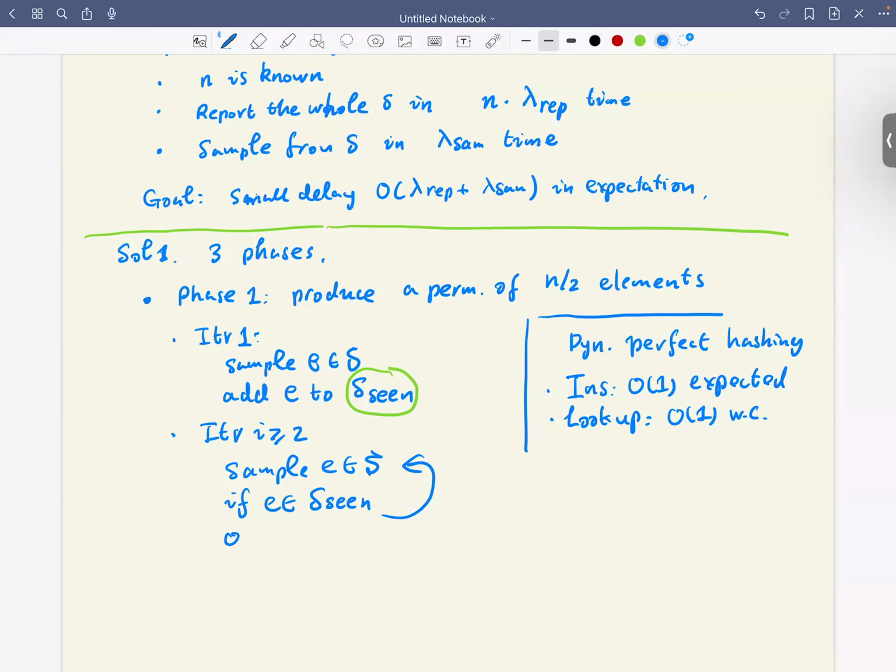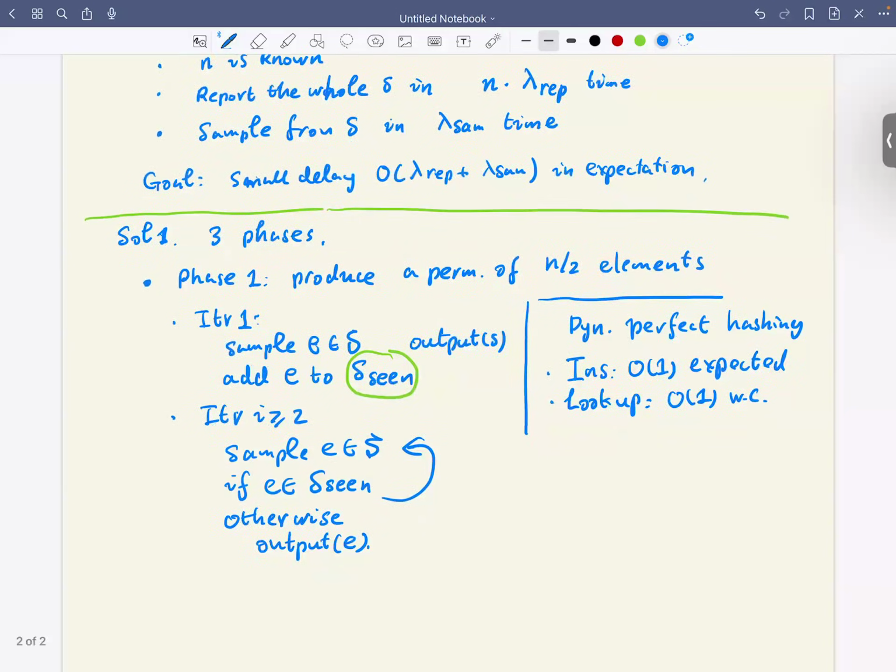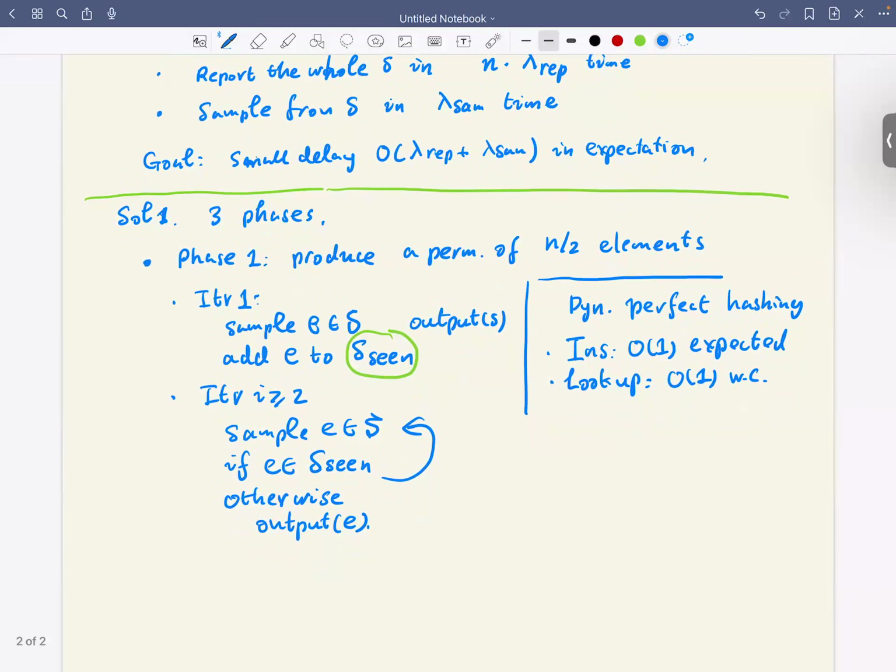So if E has not been seen, then you output this E. All right, you output this E. Oh, by the way, I forgot to say output in the first iteration, but I think I did mention every iteration will produce one new element. Anyway, this is the second iteration. In other words, the second iteration within itself might have more than one loop. You see what I'm saying?